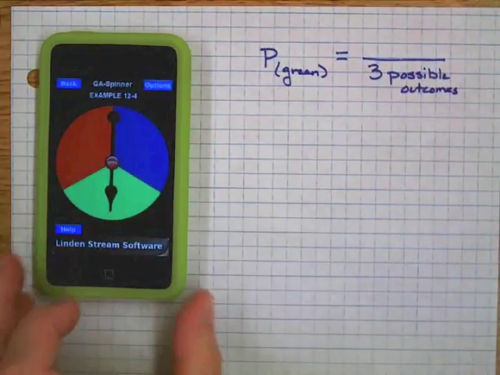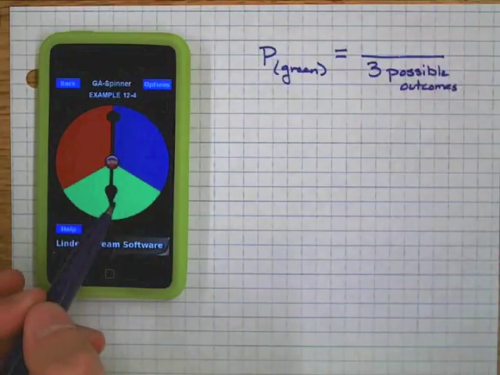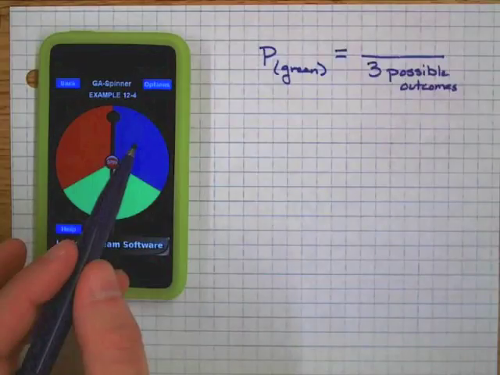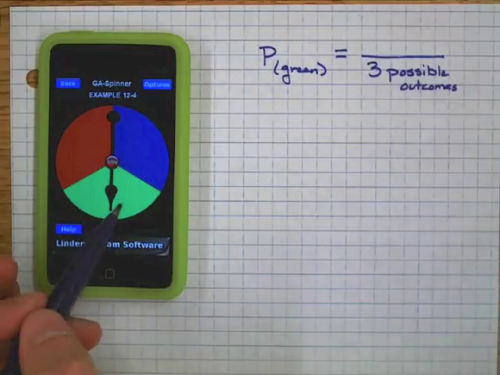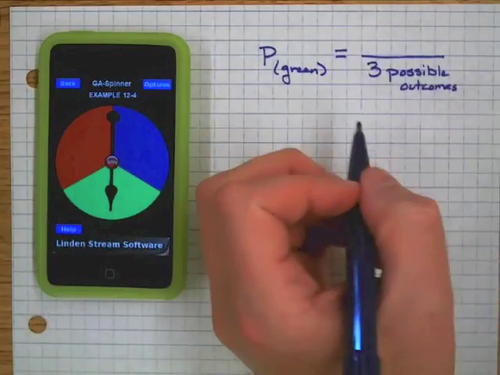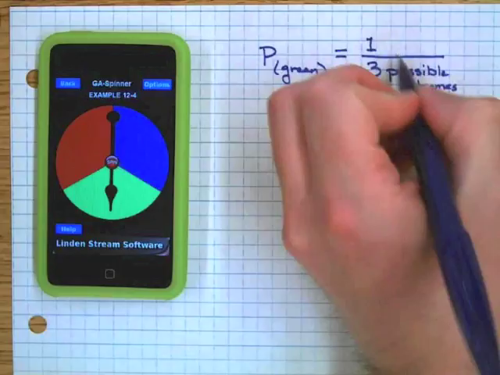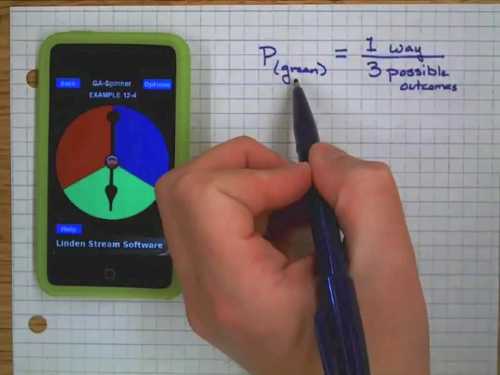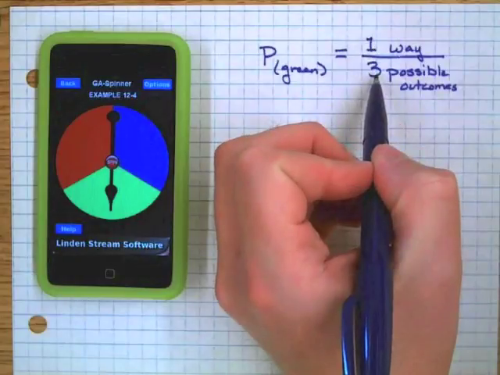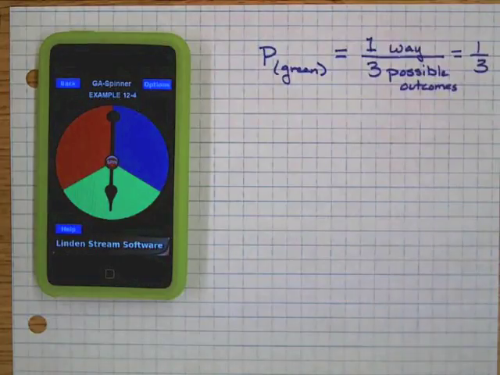And there's only one way it can land on green. This is the only area that's green. The other 2, we have a red area and a blue area. If it lands in one of these areas, we would not consider that landing on green. We would only consider it landing on green if it landed in this area. So then there's only one way to land on green, so one way for that event to happen. So we say the probability of it landing on green would be 1 out of 3. There's a 1 in 3 chance that it would land on green.